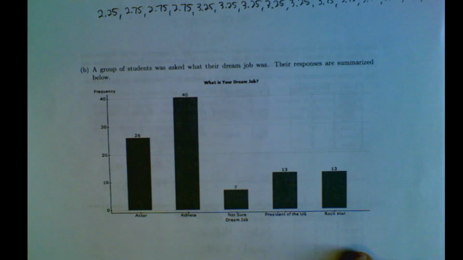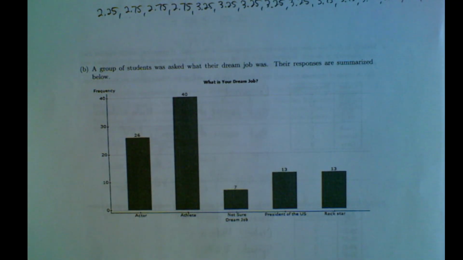Okay, part B says a group of students was asked what their dream job was. Their responses are summarized below. Again, our task here is to decide if the variable here is categorical or numerical. And so again, think about what the raw data would have looked like.